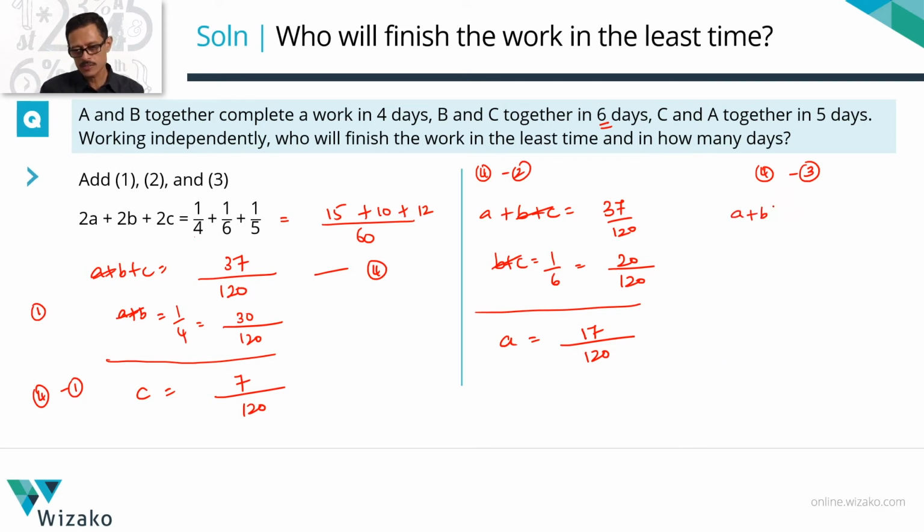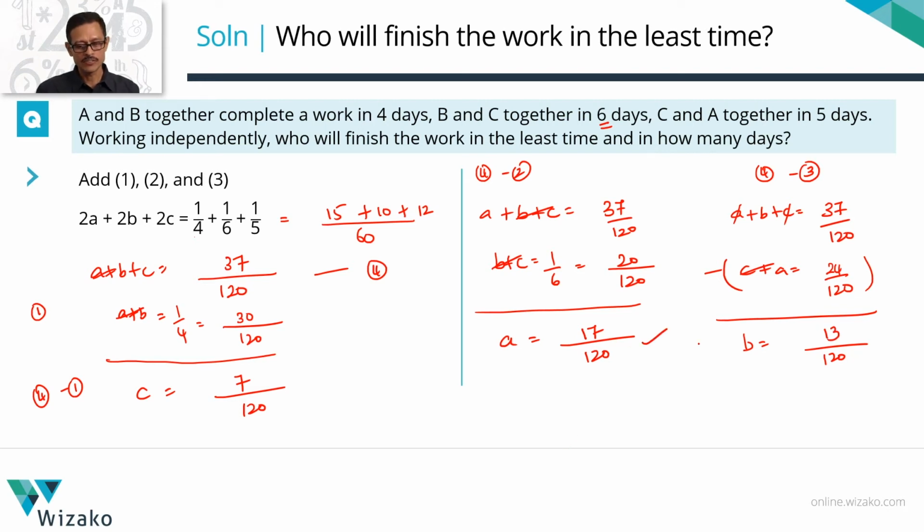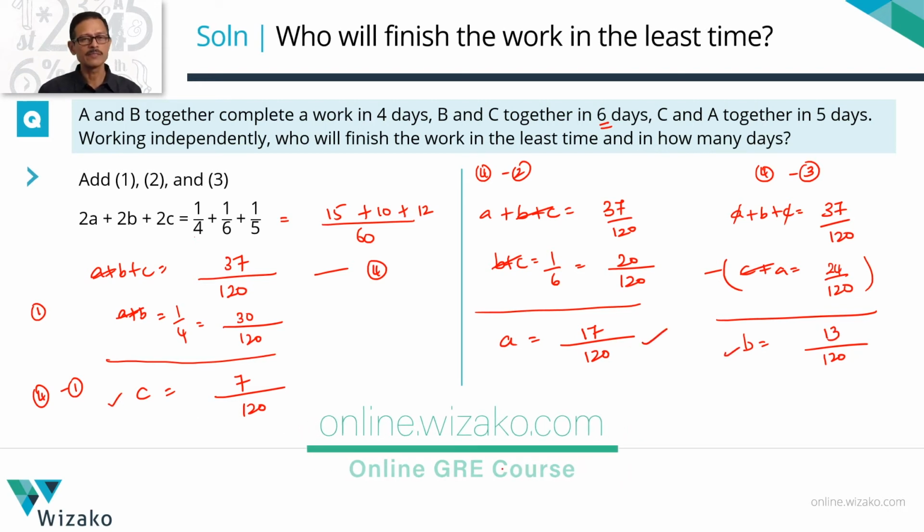So A plus B plus C is equal to 37 upon 120. No change there. Equation 3 is C plus A, which is equal to 1 upon 5. I'll directly write it as 24 upon 120. Subtract equation 3 from equation 4. C and A will get cancelled with C and A. We'll be left with B on the left hand side. 120 is a common denominator. 37 minus 24 is equal to 13. So you found the value of A, found the value of B, and found the value of C.